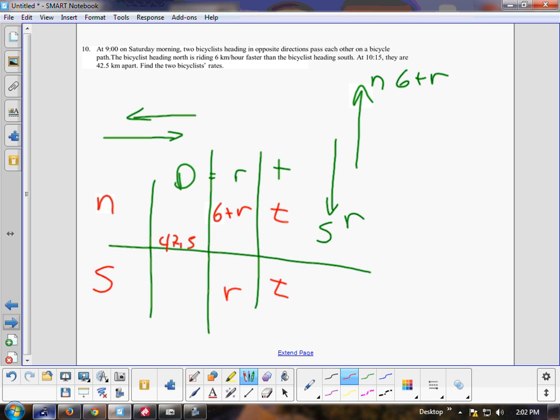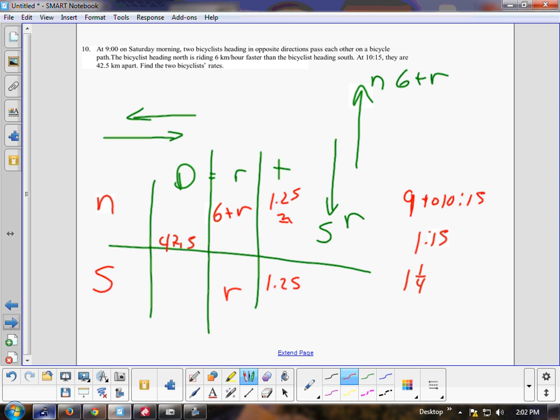Okay, so the time's the same. What's the time from 9 to 10:15? That's an hour and 15 minutes, which is 1 and 1/4 of an hour, which is 1.25. So t would be 1.25.